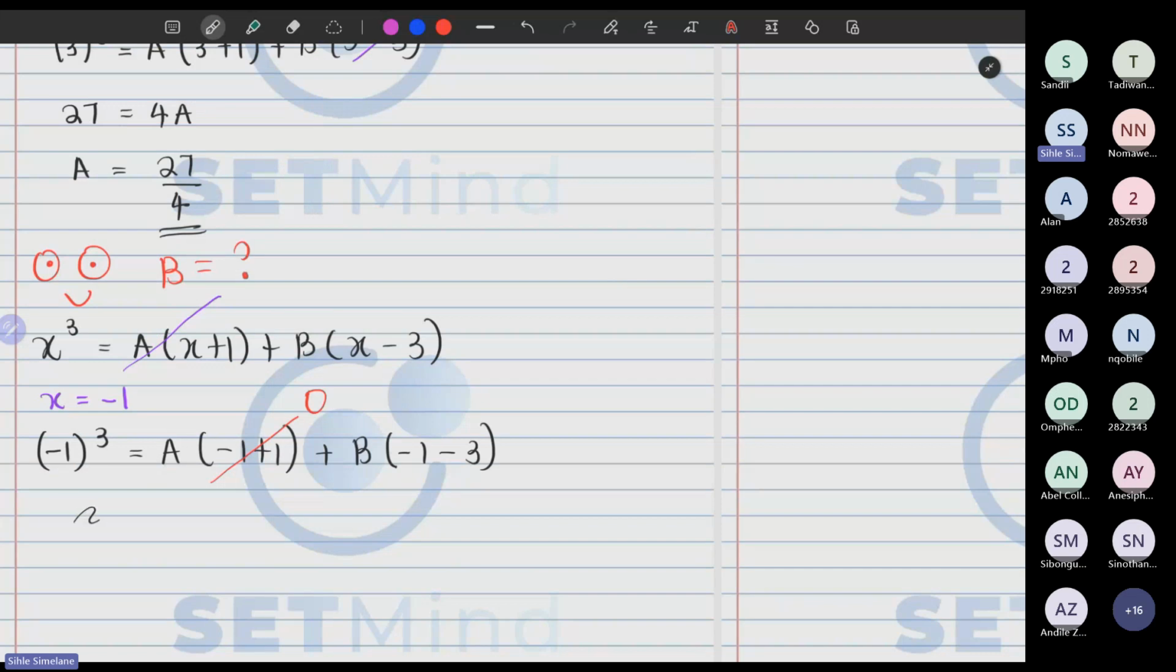So -1 cubed will be -1. And then you will see that we have B multiplied by -1, -3, which becomes -4B. Then when we divide, we will see that B will be 1 over 4.